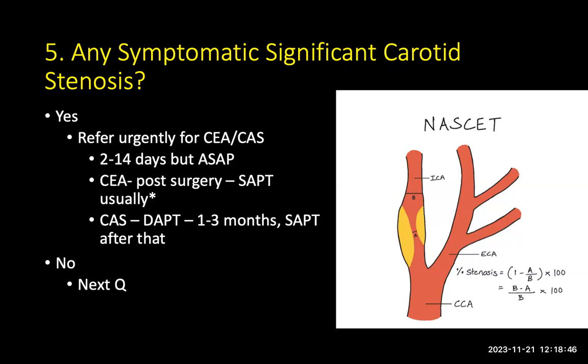So if there's any ipsilateral stenosis present which is more than 50%, I will try to arrange for an urgent carotid intervention in these patients. So these are the patients who will be candidates for either an endarterectomy or stenting. And it's a whole different debate which one to choose, but they need one of the two interventions because it is a symptomatic carotid.